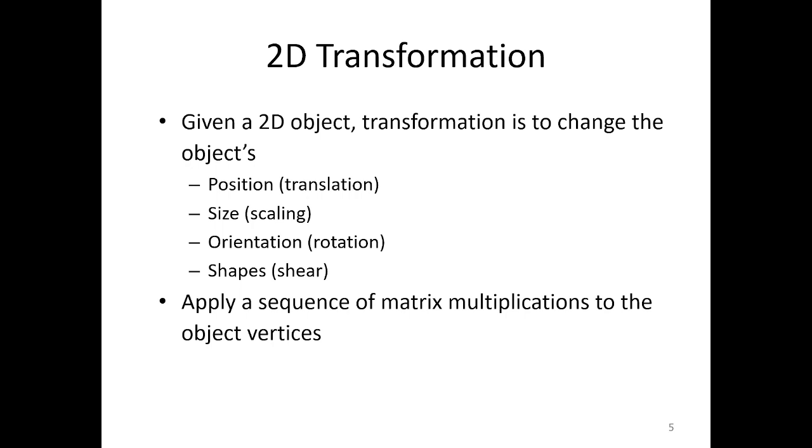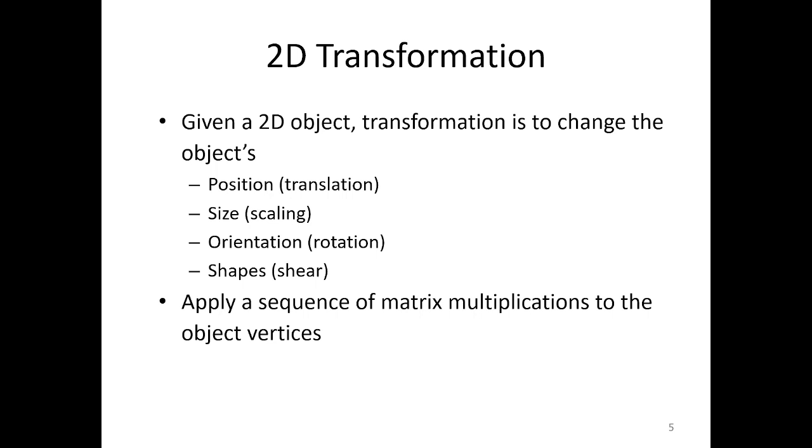See, given a 2D object, transformation is to change the object's position, size, orientation, or shape. So these are the different types of transformations in two dimensions. The first one is translation, which changes the position from one place to another. The second one is scaling, which means we can change the size of the object, either increase or decrease. Next, orientation, that is rotation: we can rotate about the x and y axis. Next, shape, shear: we can entirely change the shape of an object.